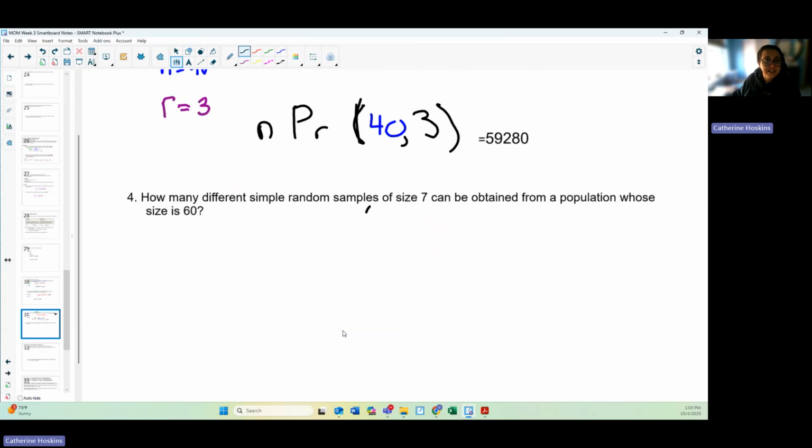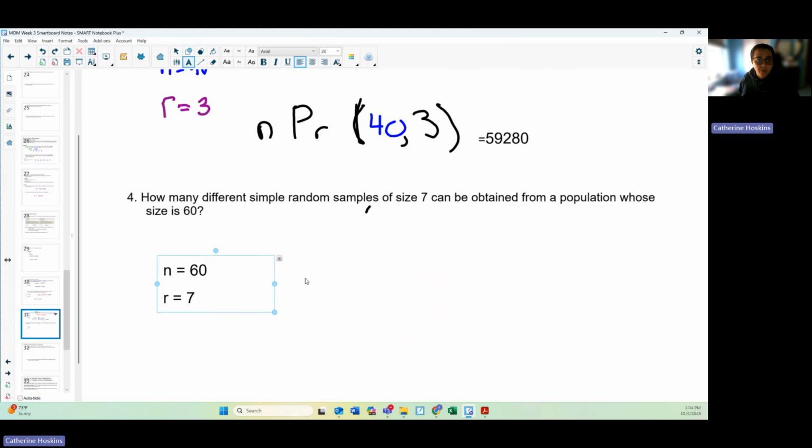Next, it says how many simple random samples of size 7 can be obtained from a population whose size is 60. So we are starting a brand new problem. As we look at this problem, our n is going to be our larger number, or our 60. Our r is going to be the number of different samples we can obtain of size 7. So our r is going to be 7.